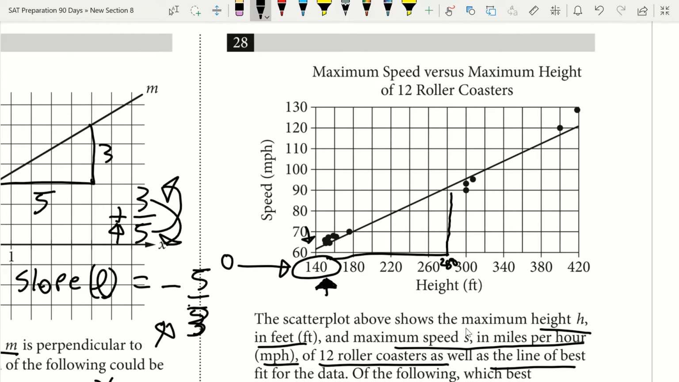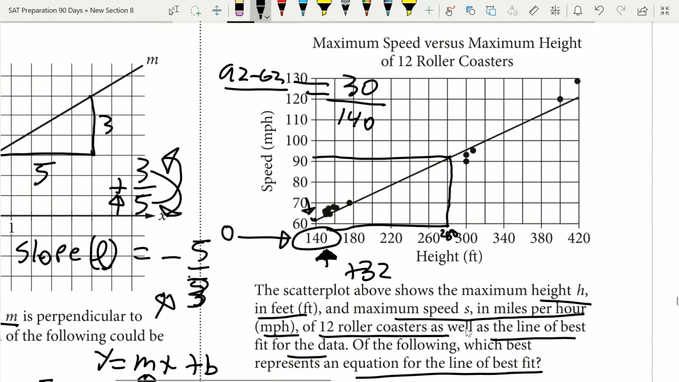I'm going to draw a line up. I see that that line, if I extend it over, is at about 92. If I draw a line from this 140, I see it's at about 62. So 92 minus 62 is how much I rose, which is equal to 30. And I rose that 30 over 140. Now if I want to find my intercept at 0, I have to subtract another 30 for every 140. So I go 140 to my left, subtract 30 from 62, and that leaves me with 32. So my intercept is going to be positive 32.